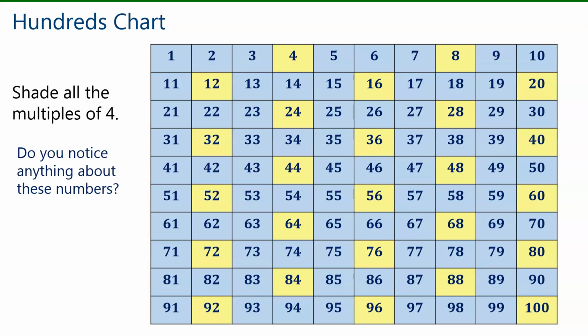So what do you notice about these numbers? Well, if you look at the last digit, you might notice that they're all even. But having said that, not all even numbers here are shaded. 2, for example, is not shaded, or 14, and so on. But that is the only pattern I notice right now.